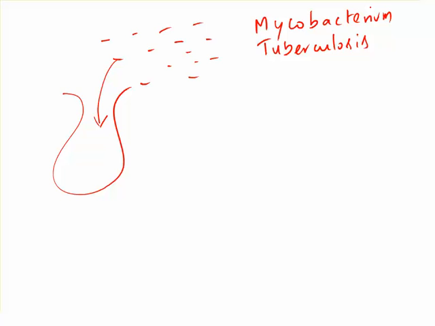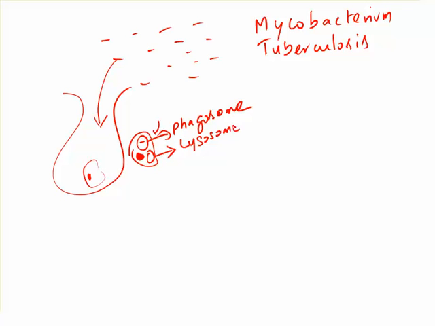Now the person breathes, right? The mycobacterium enters the alveoli. In the alveoli we have macrophages. This macrophage takes it in and puts it in a bag. This is the nucleus. That bag is called a phagosome. And there is a lysosome, right? Normally, if it is some other bacteria, they fuse. But this mycobacterium is so clever, it will not allow them to fuse.